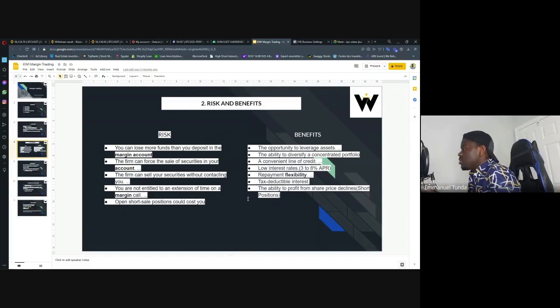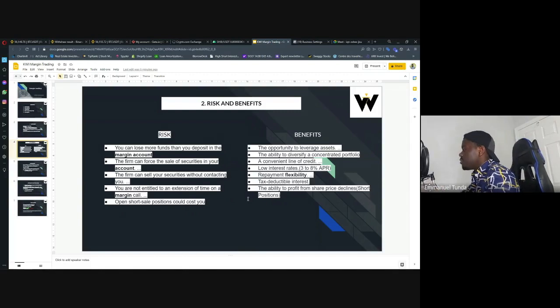So now, instead of putting the whole $10,000 in one stock, you have the ability of putting $5,000 in one stock and using $5,000 from the leverage or from the margin from the broker to have that $10,000 stake in that company. This is just an example.